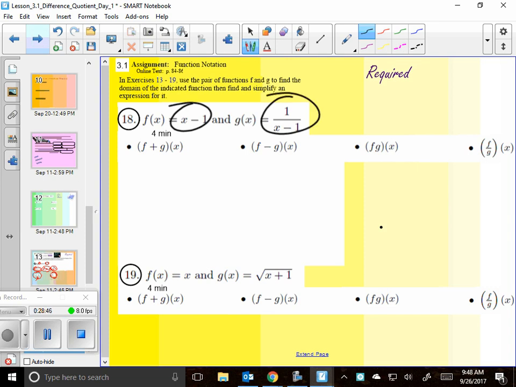Okay, and you're going to add, subtract, multiply them, etc. Can you add these two right now? No, they don't have a common denominator. How do you get them to have a common denominator? How do I add x minus 1 plus 1 over x minus 1? Would you agree the denominator right now is a 1?